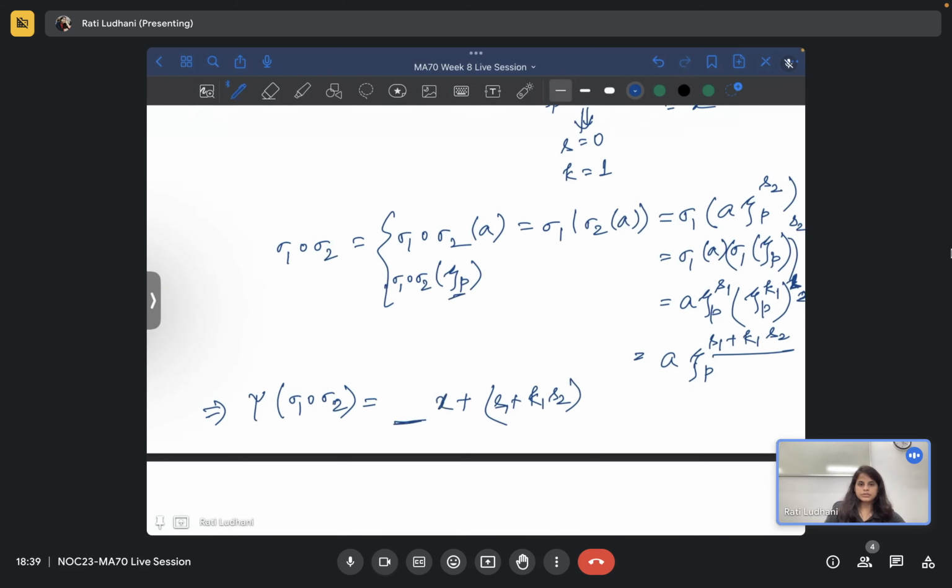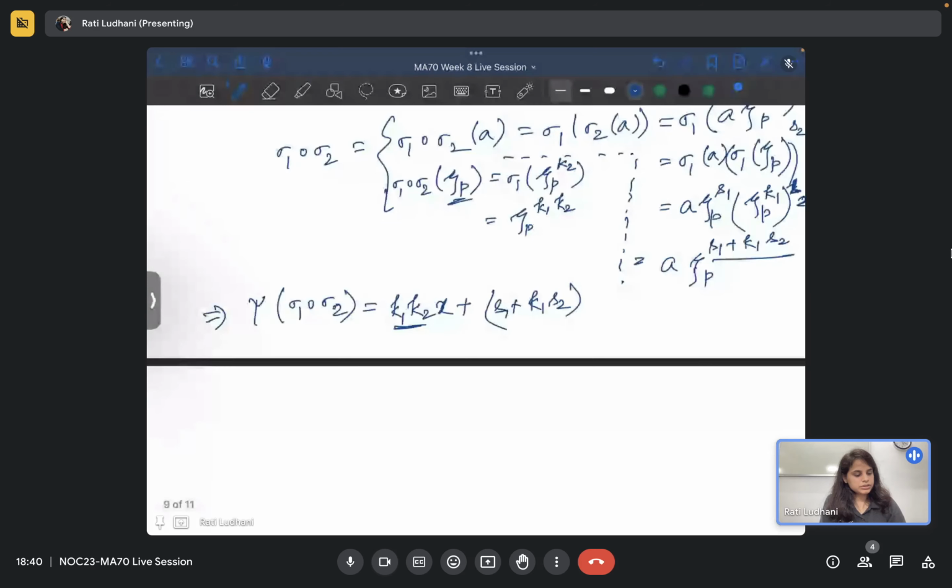This comes from the map of zeta p. So where is zeta p mapping? Zeta to the power k1. So you get here k2 and zeta p raised to power k1 k2, right? Yes, exactly, very good. So this is the map.